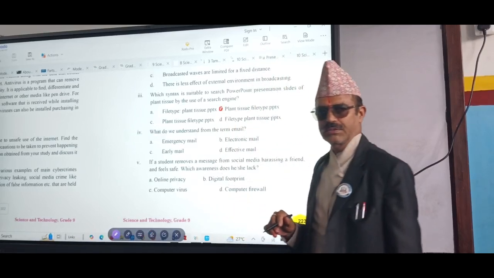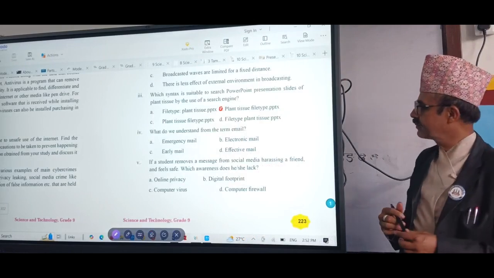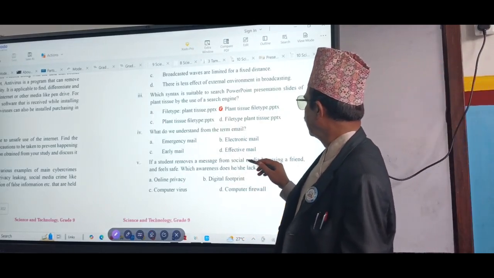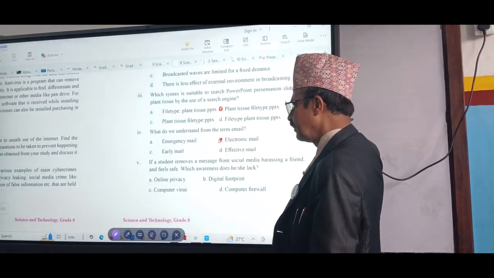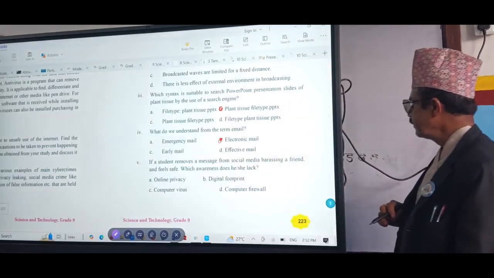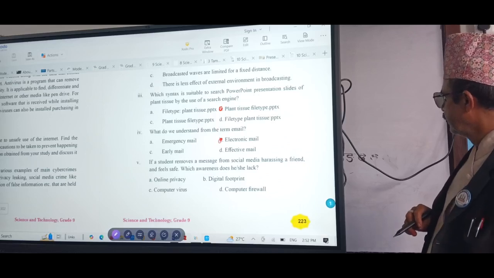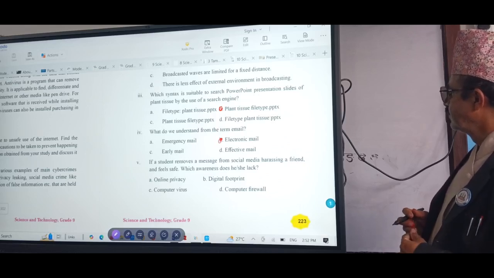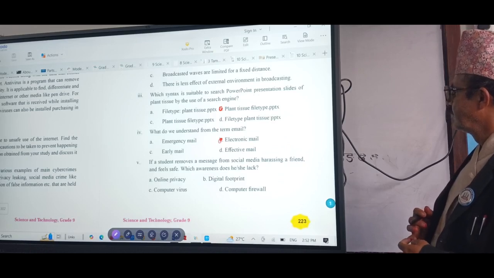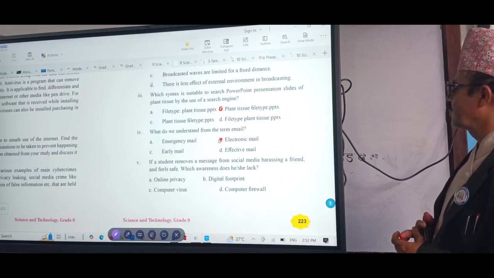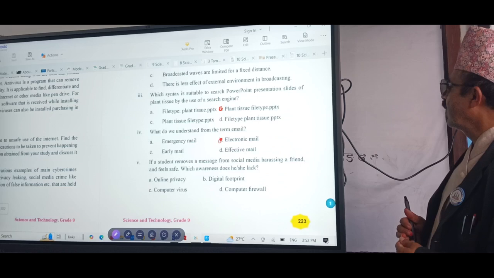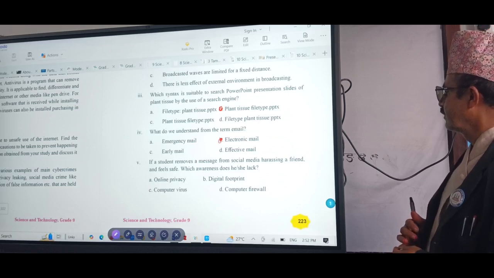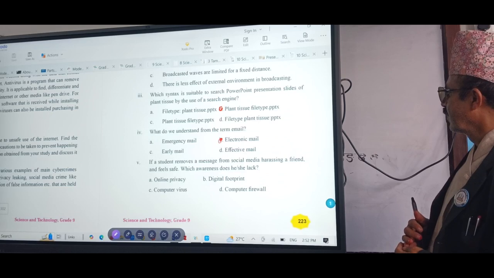Number 4, read the question. Electronic mail. Number B. Now, number 5. A message from social media, receiving friends and feeds which are discussing them. If he removes some message from social media, harassing a friend and feeling safe, which awareness does he lack? Digital footprint. Because in digital footprint we get all the activity which we have done.